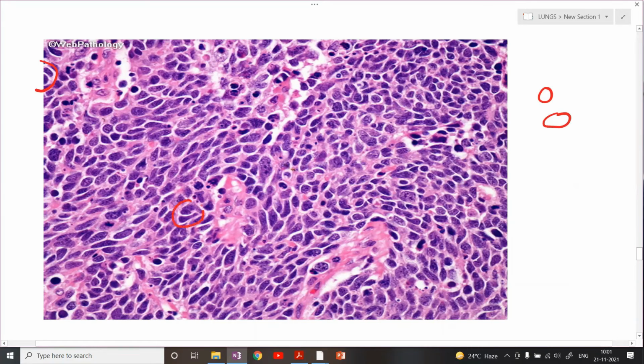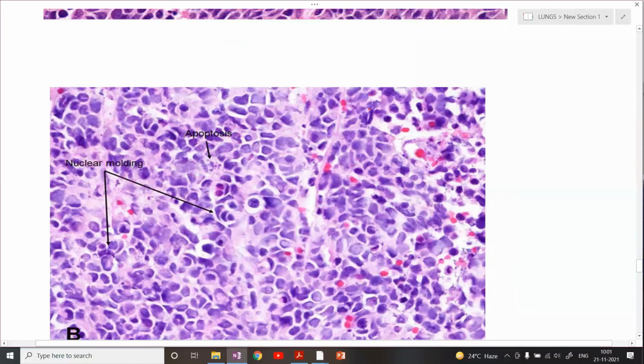Can you appreciate what this is? Yes, this is nuclear molding. It is not very clear, but can you appreciate it over here? Everyone, can you appreciate? This is the classical picture of a small round blue cell tumor. Now I will show you another diagram.